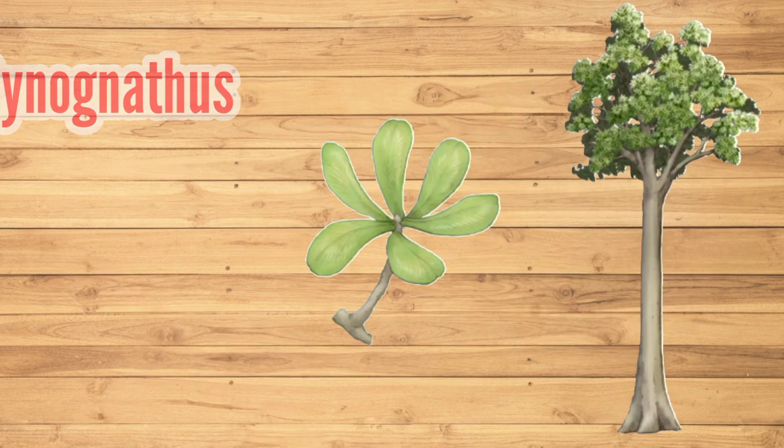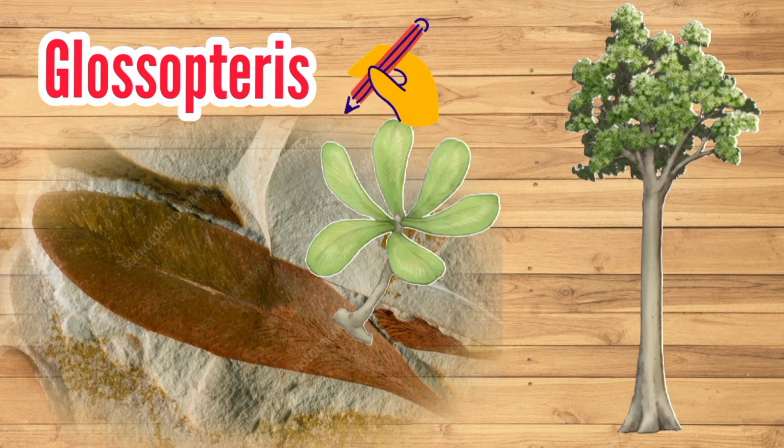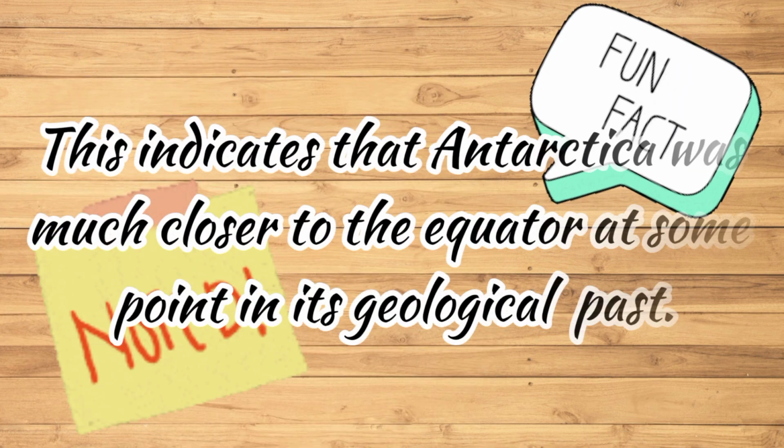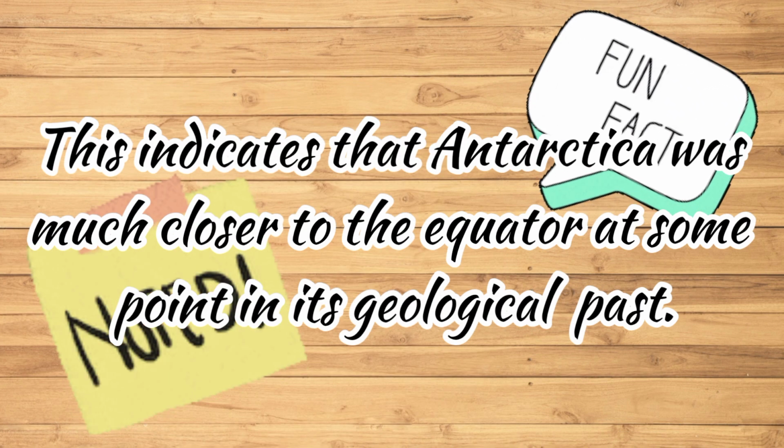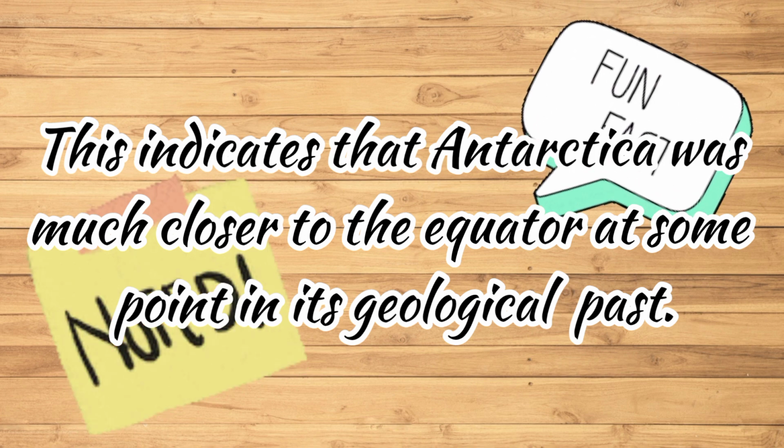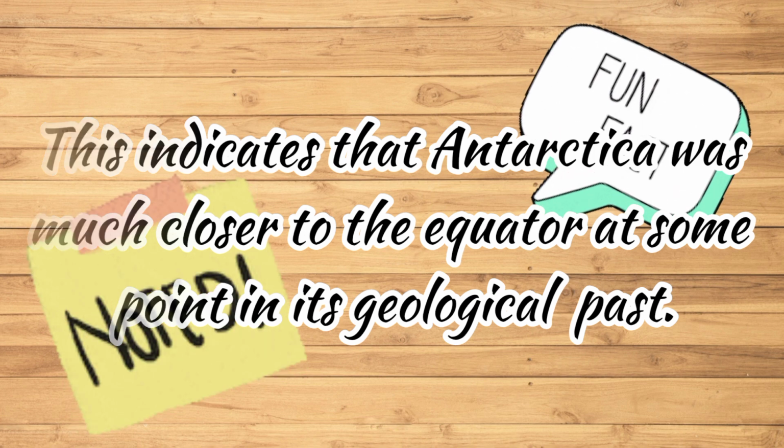Similarly, fossil remains of the fern Glossopteris can be found in Antarctica, even though its present-day climate is too cold for plant life. This indicates that Antarctica was much closer to the equator at some point in its geological past.